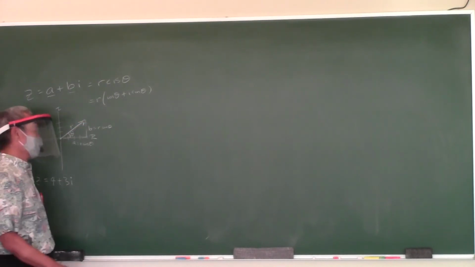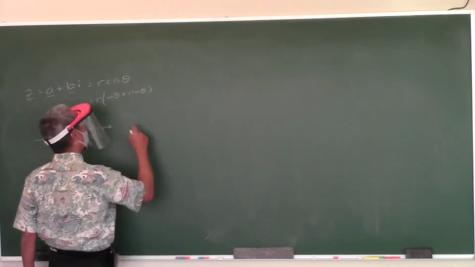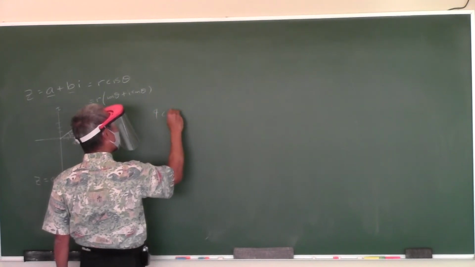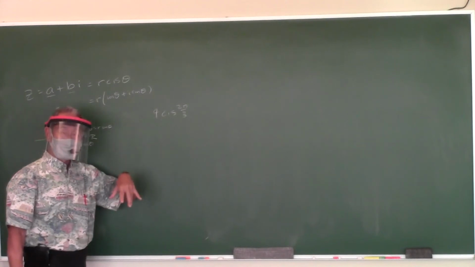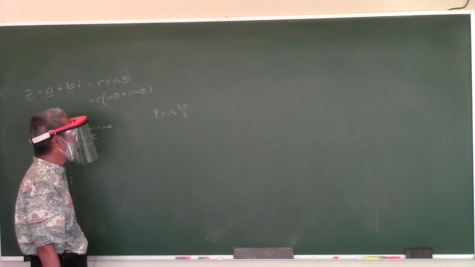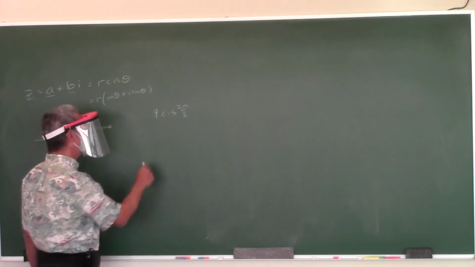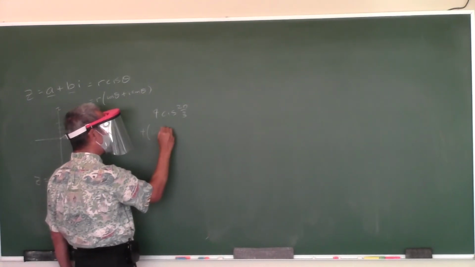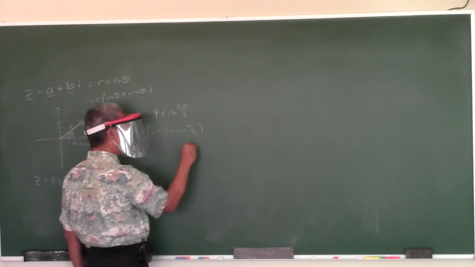Okay, so here we go. What if I give you this? 4 cis 2 pi over 3. How do you change this back into a plus bi form? We call that standard form. Well, it's easy. All you have to remember is cis is an abbreviation for what? I have it right up here. Cosine theta plus i sine theta. That's what it's an abbreviation for.